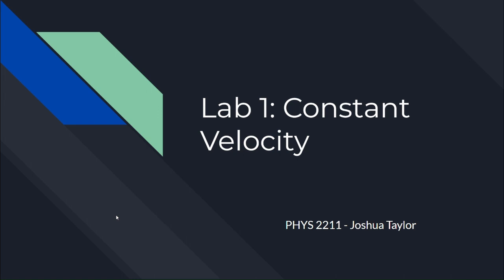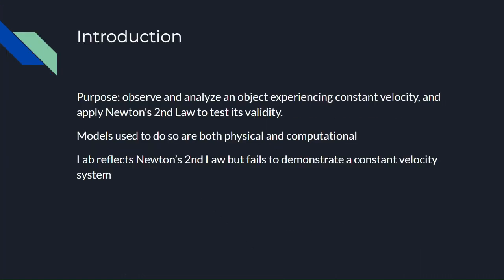Hello, my name is Joshua Taylor, and this is my lab report for Lab 1, Constant Velocity. Now, the purpose of this lab is to observe and generate a constant velocity system and then apply Newton's second law to that system. The lab upholds Newton's second law, but fails to produce a system in the real world that experiences a net zero force.